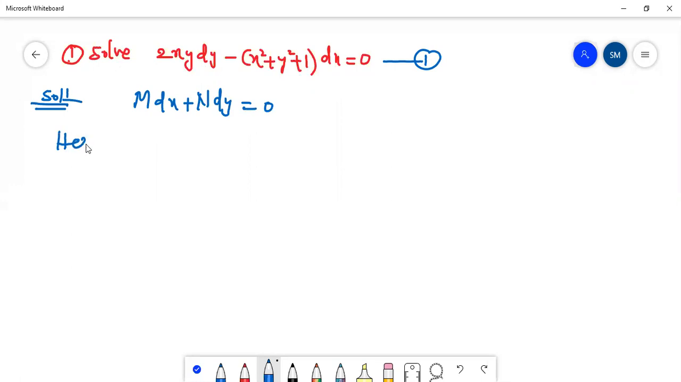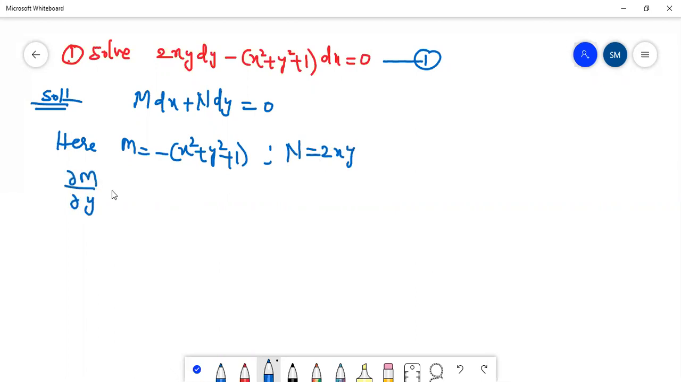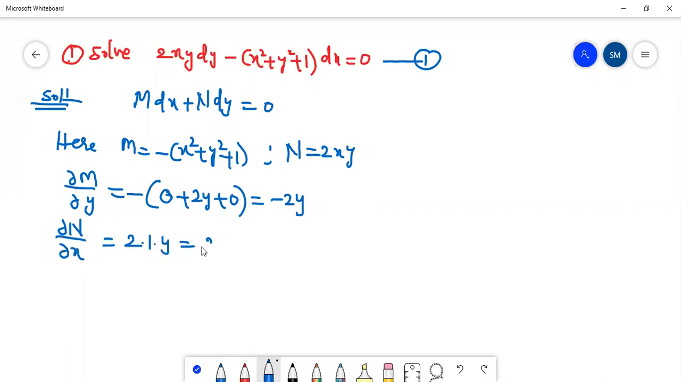Here, M is equal to minus (x square plus y square plus 1), N is equal to 2xy. M is differentiated with respect to y partially: minus x square is 0, plus 2y, plus 0. It is equal to minus 2y. N is differentiated with respect to x: it is 2 into 1 into y, that is 2y. Clearly, it's not equal. Dou M by dou y is not equal to dou N by dou x.